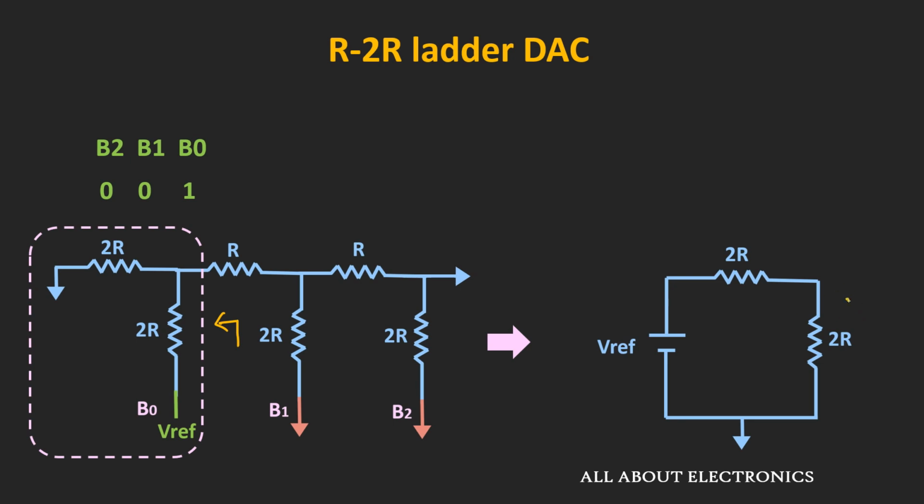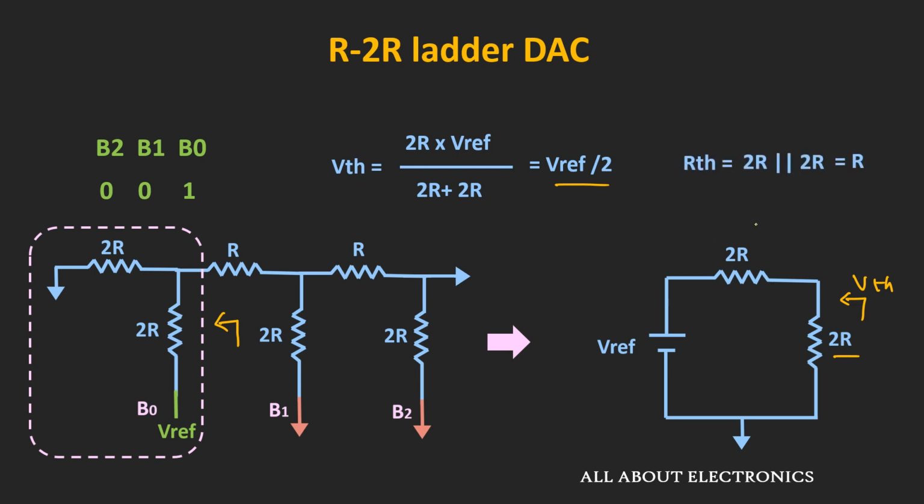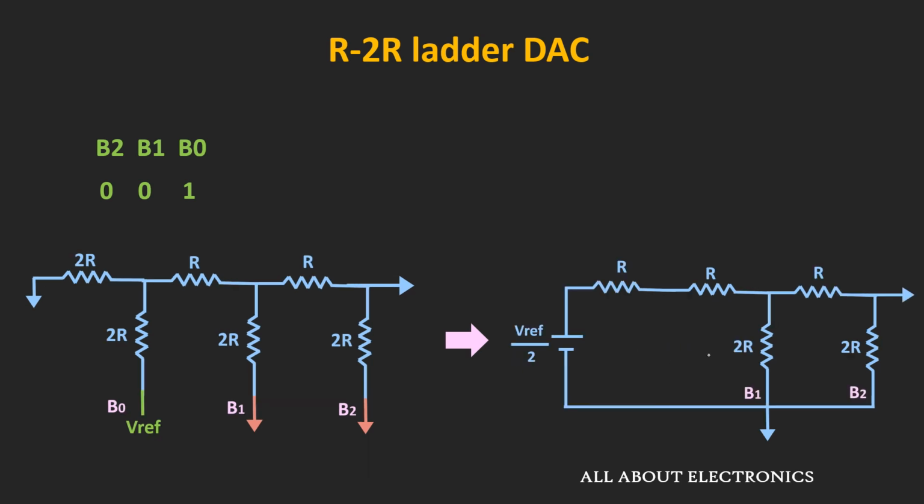Now in this circuit, the Thevenin's equivalent voltage VTH is equal to 2R divided by 2R plus 2R times V reference, that is equal to V reference by 2. And to find the Thevenin's equivalent resistance, let us assume that this V reference is equal to 0. So the equivalent resistance will be the parallel combination of these two resistors, that is equal to 2R in parallel with 2R. So the equivalent resistance will be equal to R. So let us replace this portion by the equivalent circuit. And now the equivalent circuit will look like this.